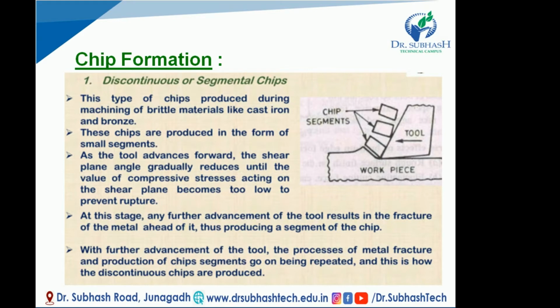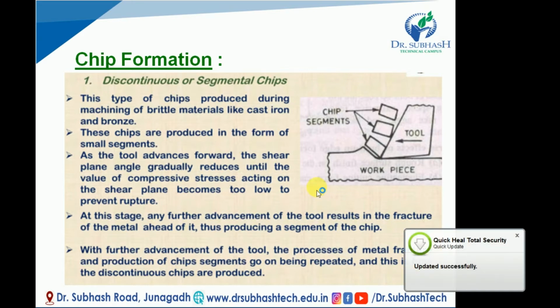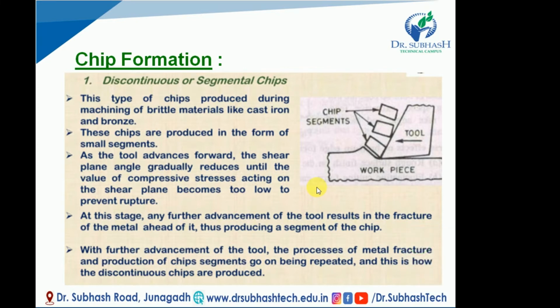The chip elements are in the form of small segments, and they may adhere loosely to each other and become slightly longer, right? Since the chips break into small segments, that's why they are also called segmental chips. Since the chips break up into small segments, the friction between the tool and the chips reduces, resulting in better surface finish. These chips are convenient to collect, handle and dispose of.